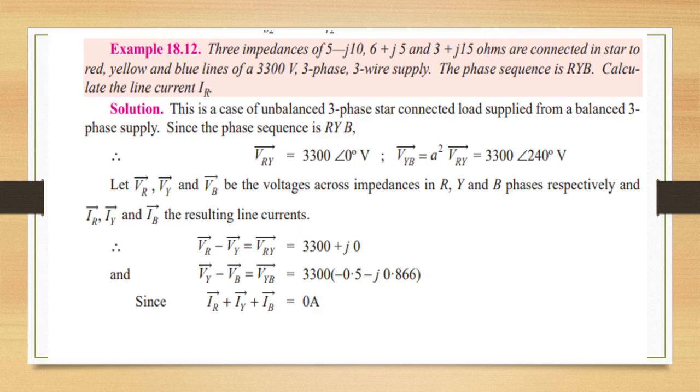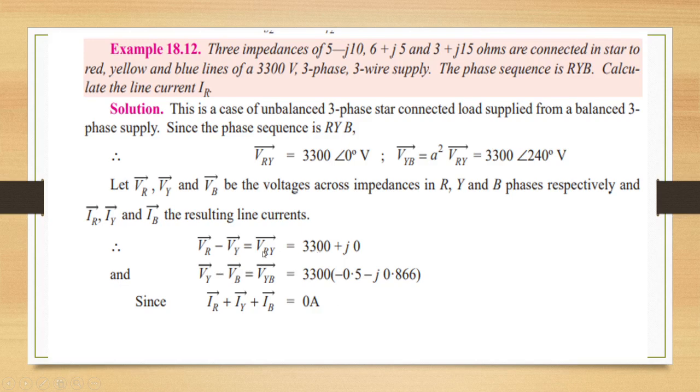Since the phase sequence is RYB, VRY is equal to 3300 angle 0 degree volt. VYB is A square VRY, that is 3300 angle 240 degree volt. Let VR, VY and VB be the voltages across impedances in RYB phases respectively, and IR, IY and IB the resulting line currents. So VR minus VY is VRY, VY minus VB is VYB, and IR plus IY plus IB is 0.